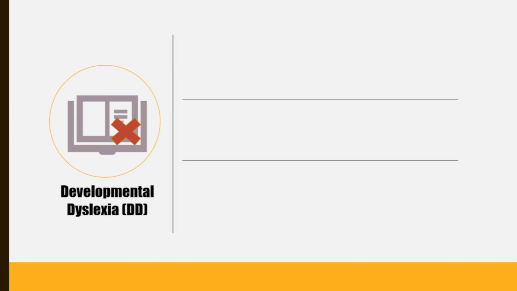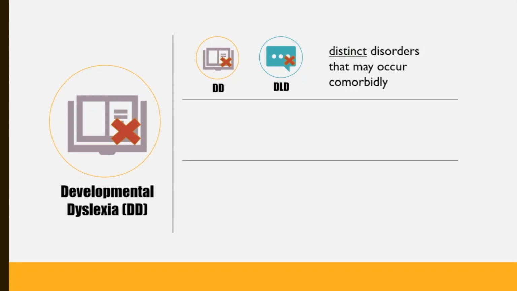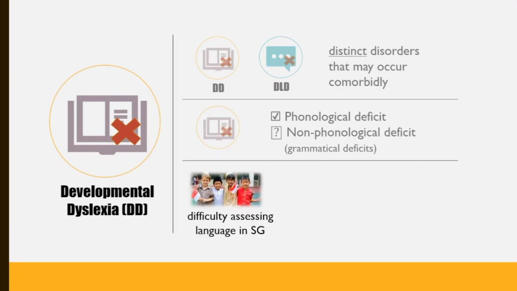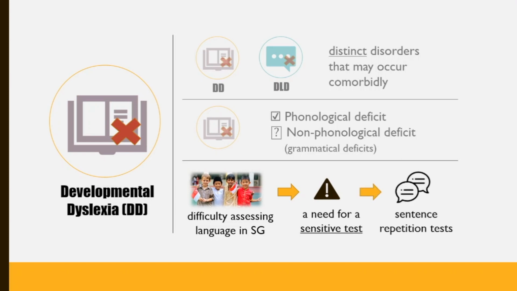Okay, so I talked about how dyslexia and DLD are distinct disorders that may occur comorbidly, right? So we understand that now, and that I am looking at only the group with dyslexia. We know that they have a phonological deficit, but what about their non-phonological skills? And we now understand that it is difficult to assess language in Singapore, and so there is a need for a sensitive test of language, and we have the sentence repetition test.